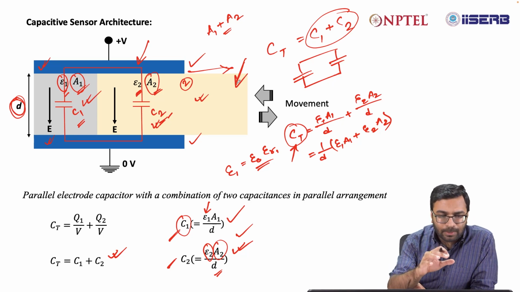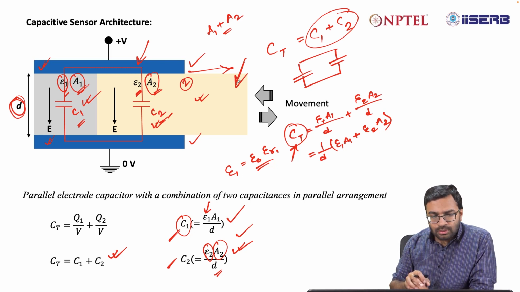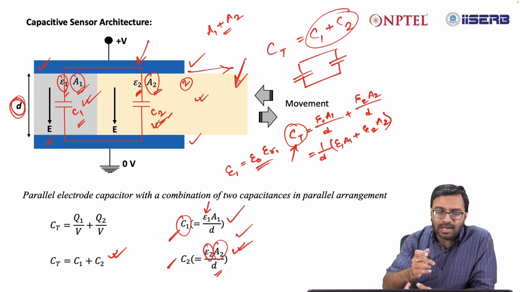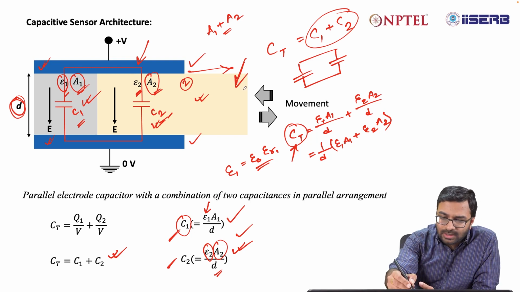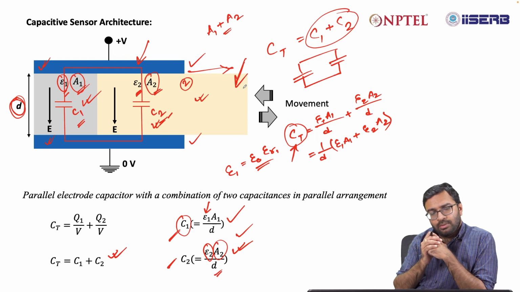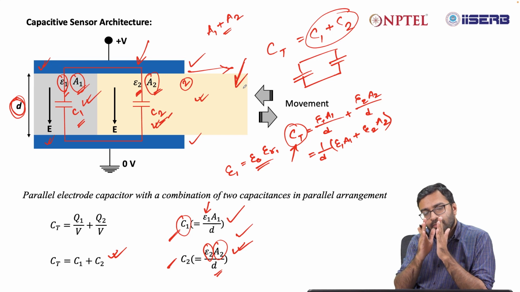Now this type of capacitive architecture or geometry can be used in various situations. We will see the different situations where you can use it, but to give you an example, say you want to measure the distance or separation between two different electrodes.